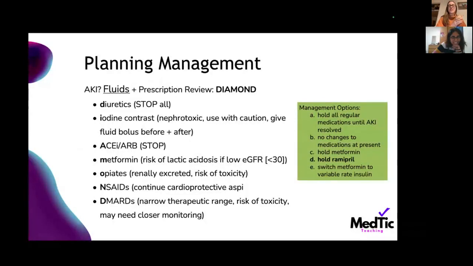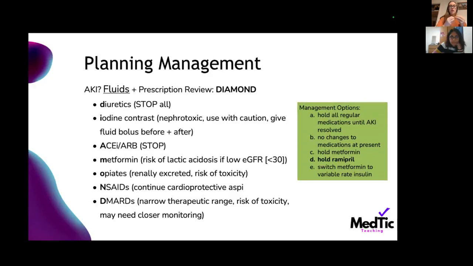absolutely hold the Ramipril. So the acronym I learned for AKI sort of drugs is DIAMOND. So stop all diuretics. Be very careful with iodine. Stop any ACE inhibitors or angiotensin receptor blockers. Those ones are all like sort of nephrotoxic. Then metformin is less about them causing damage to the kidneys, but more about the fact that it's going to cause a lactic acidosis.